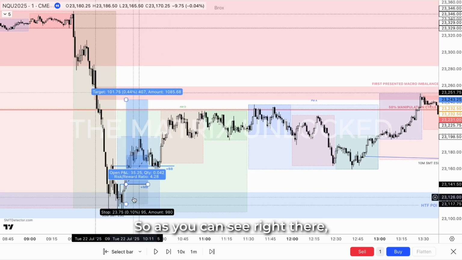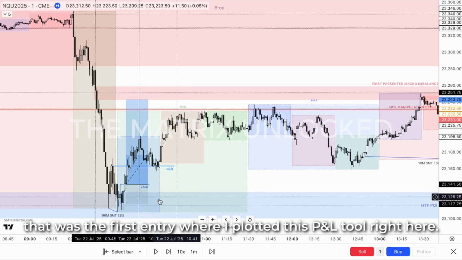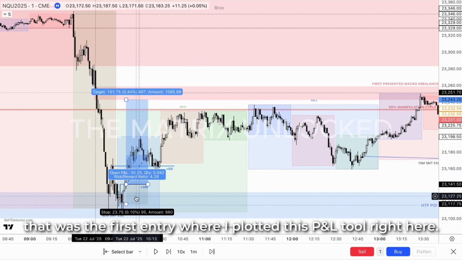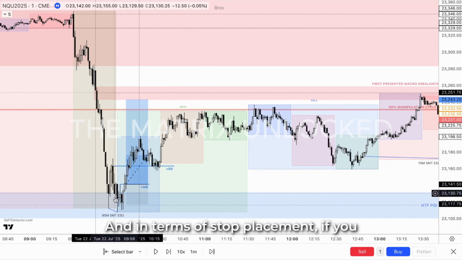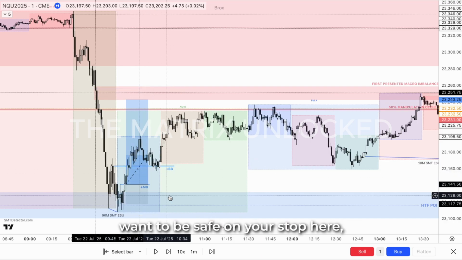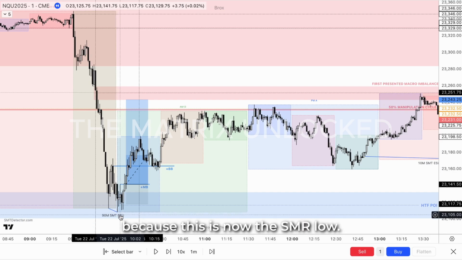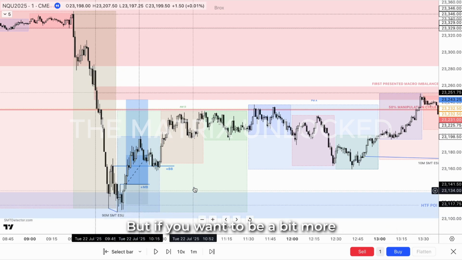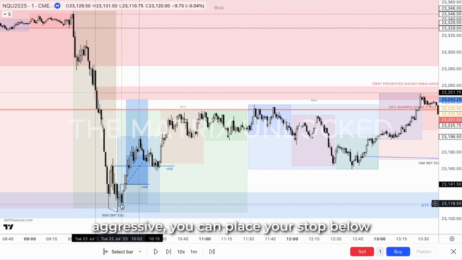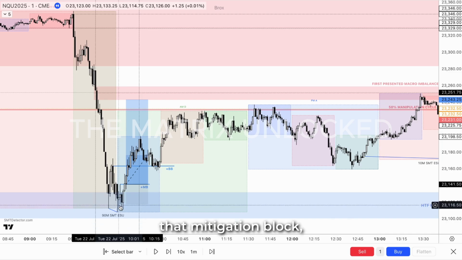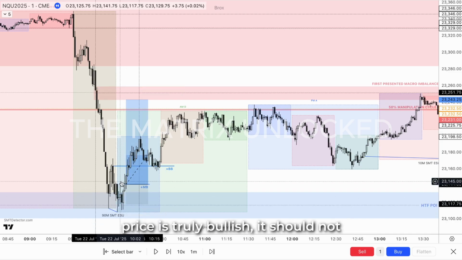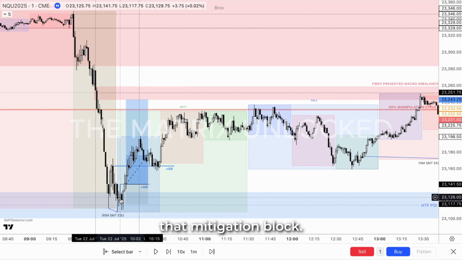So as you can see right there, that was the first entry where I plotted this P&L tool right here. And in terms of stop placement, if you want to be safe on your stop here, you already know that this low should not be taken, because this is now the SMR low. But if you want to be a bit more aggressive, you can place your stop below that mitigation block. Because ideally, if price is truly bullish, it should not take out the low of that mitigation block.